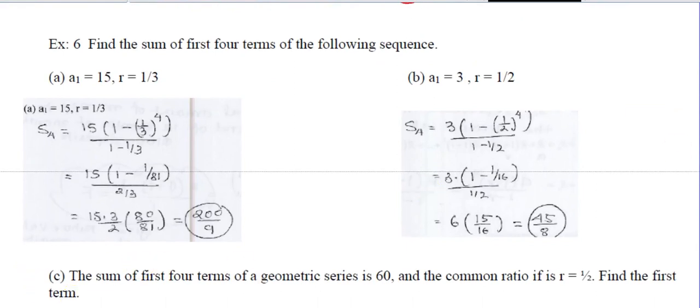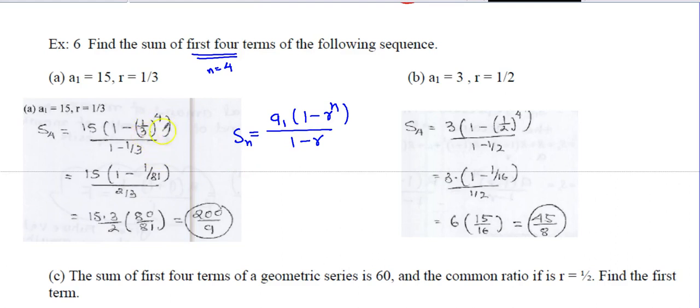I'm just going to explain from here. Sum of the first 4 terms. So n is 4. S sub 4, first term is 15, r is 1/3. 1/3 to the 4th over 1 minus 1/3. The formula is given to you: a1 times 1 minus r to the n over 1 minus r is the sum of n terms. This formula is again given to you, and you just have to use it.